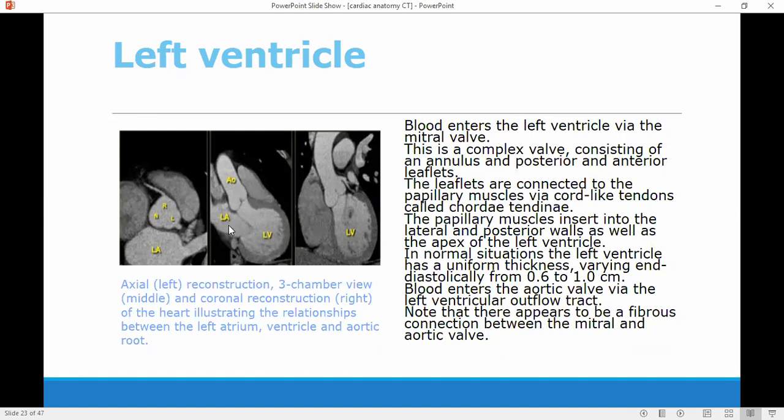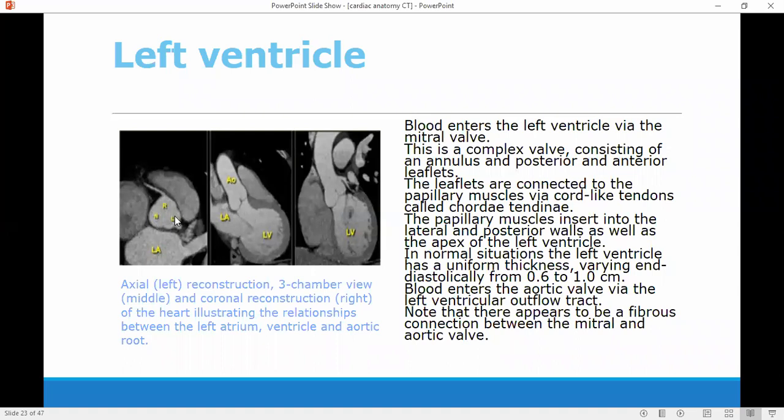We call it in fibrous continuity. No muscle between them. Left reconstruction, axial reconstruction, 3-chamber view, coronal reconstruction of the heart illustrated the relationship between the left atrium, ventricle, and aortic root.